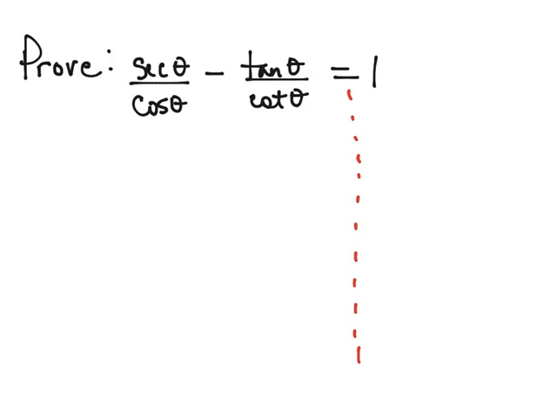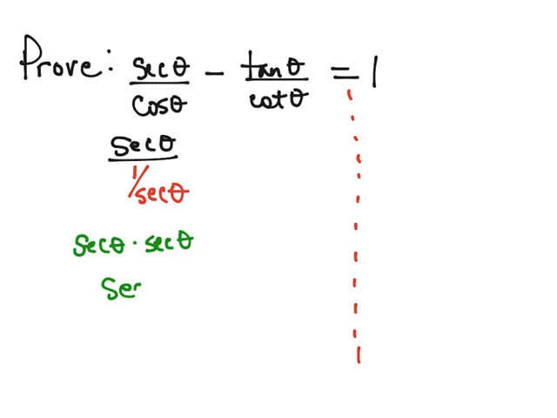So to start out with, I'm going to take secant of theta, and note that cosine is the same thing as 1 divided by secant. That's one of our fundamental identities. So I'm going to rewrite that. And when I do that, secant divided by 1 over secant, when you're dividing with fractions, you flip and multiply by the reciprocal of the denominator, that's going to give me secant of theta times secant of theta, which is secant squared theta.